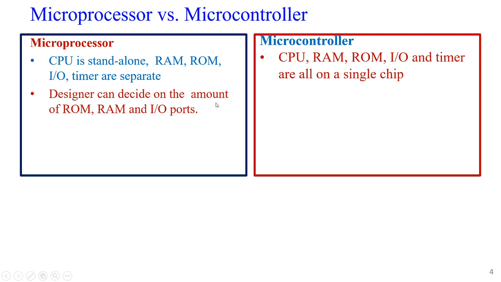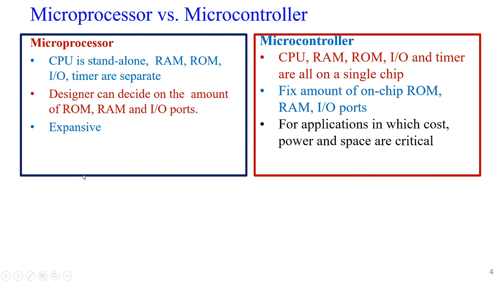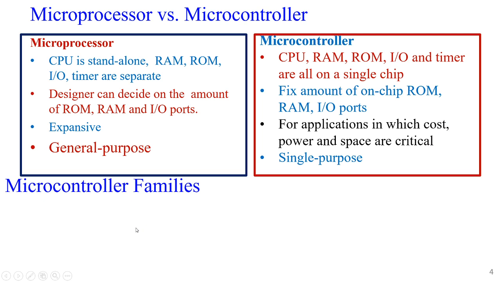A designer can decide the amount of read only memory, random access memory, and input output in a microprocessor, but in a microcontroller the amount of on-chip random access memory, read only memory and IO ports is fixed. We cannot change this. It is less expensive, meaning it suits applications in which cost, power, and space are critical. A microprocessor is general purpose, and a microcontroller is single purpose.